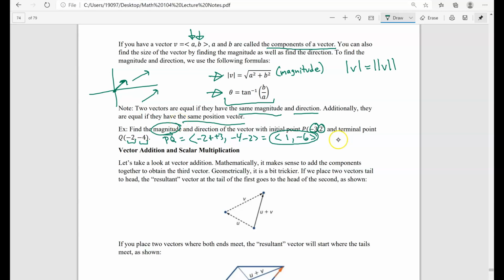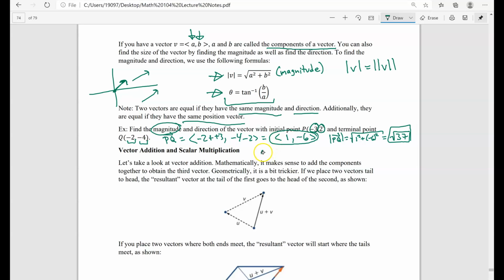The magnitude itself is going to be the absolute value of PQ. That's going to be the square root of the sum of squares, which is 1 squared plus negative 6 squared. So that's going to give me 36 plus 1, which is 37. So square root of 37 is basically the magnitude. We're going to leave it like that. And now all we got to do is figure out the angle.